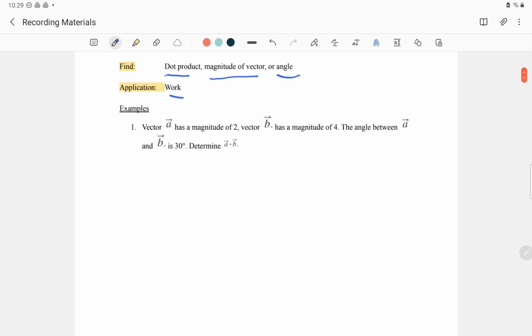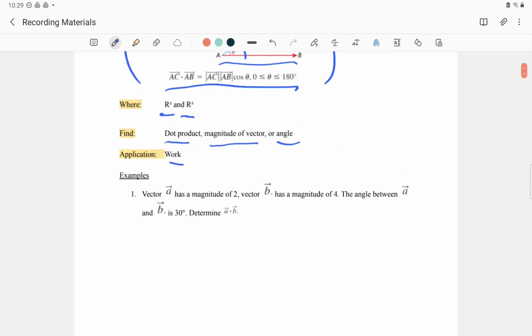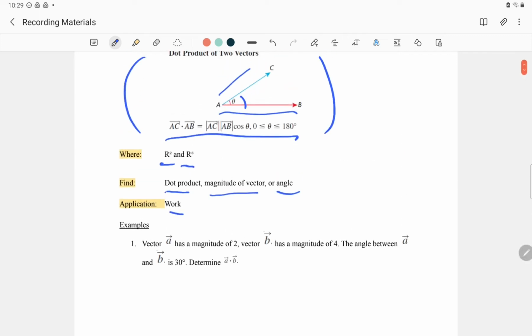Vector A has a magnitude of 2 and vector B has a magnitude of 4. The angle between A and B is 30. Determine the dot product. So this question is very simple because the question has already given us all of the values that we need. We simply need to sub it into this equation directly.